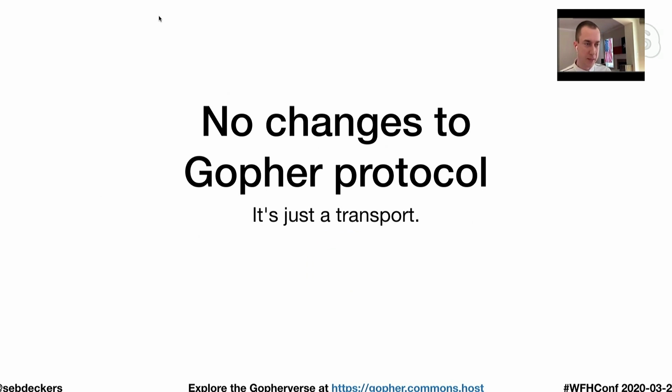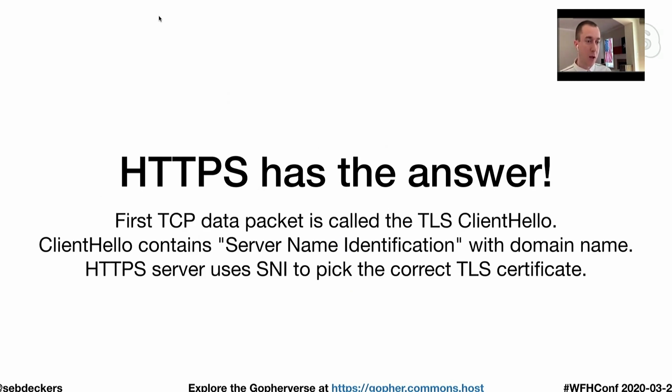Gopher over TLS is the idea where, again, we don't change Gopher, it's just transporting it. And this is inspired by plain HTTPS. HTTPS had the same issue and it solved it by basically making the HTTPS client, which is really a TLS client, include in its initial message, called the ClientHello, the Server Name Indication, which is just the domain name of the server that you're trying to reach.